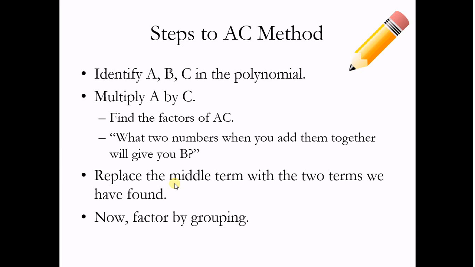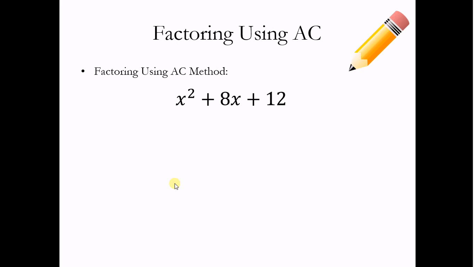So I think the AC method is the easiest when you actually start performing it. It's a lot harder just looking at the directions. So let's take a look at an actual AC problem. So very first thing you're going to do is identify A, B, and C. So just like you would assume, A, B, C. So A is 1, B is 8, and C is 12.